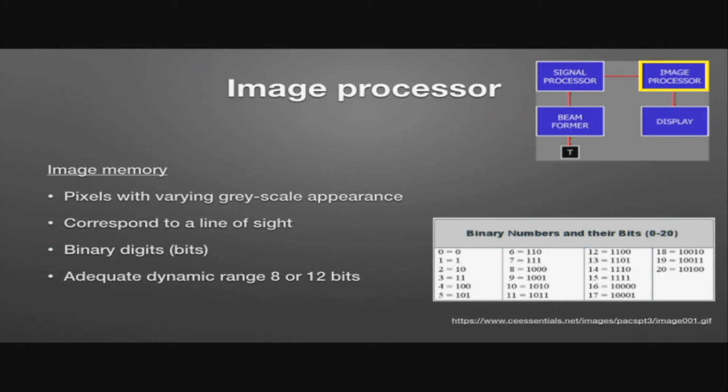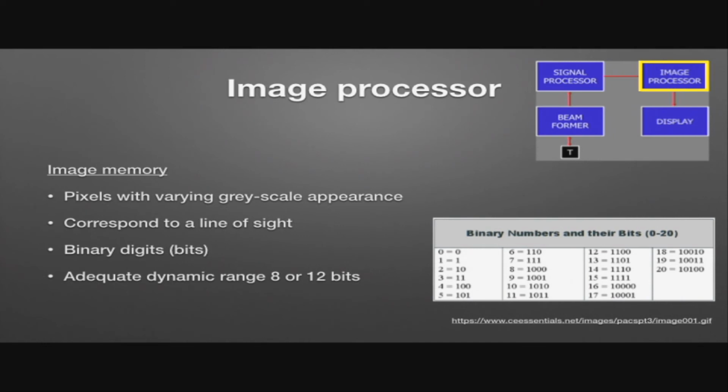In the image processor, we've got the image memory. This is all about how we're storing the information. When we're displaying the information, it's all about a pixel with different grayscale appearance. Our eyes can only determine a certain dynamic range, as I discussed, of a ratio of about 1,000. So the image memory is all about trying to store information.